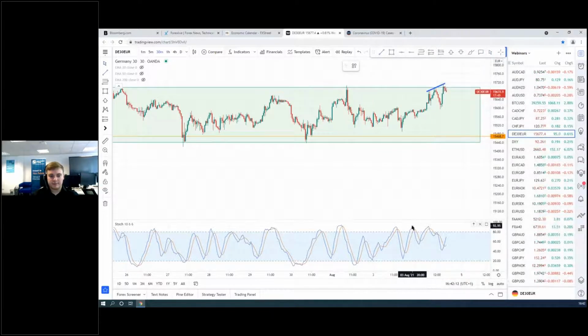We got the indicator making lower highs, indicating bearish divergence, a loss of momentum at the top of the range in the overbought region, giving us a sell signal.